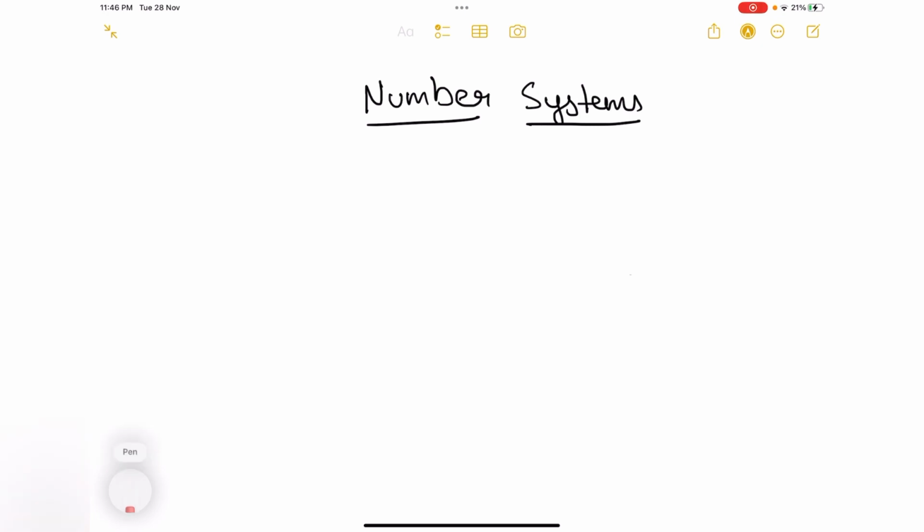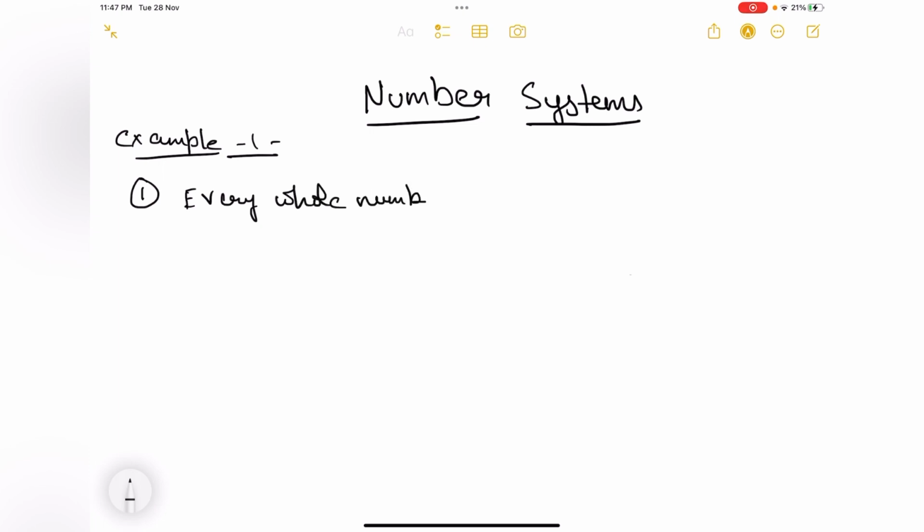Okay. So let's go and look at our example 1. Example 1 asks: which of the following statements are false? Give your reasons for your answer. The first statement is: every whole number is a natural number.